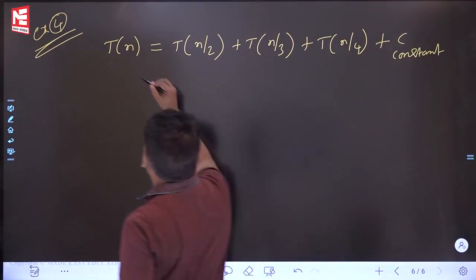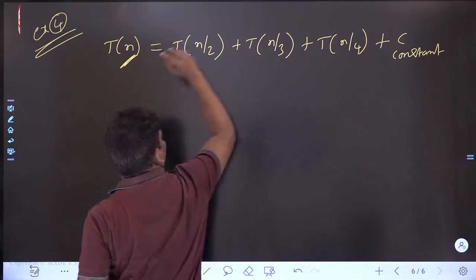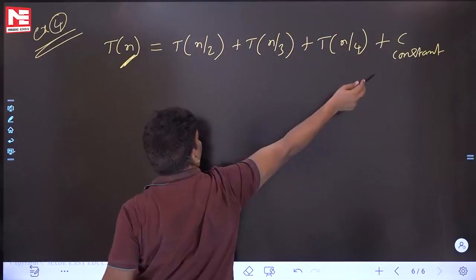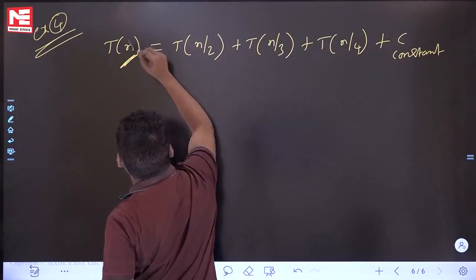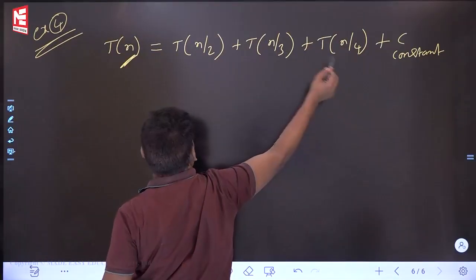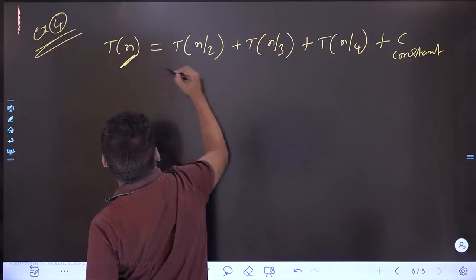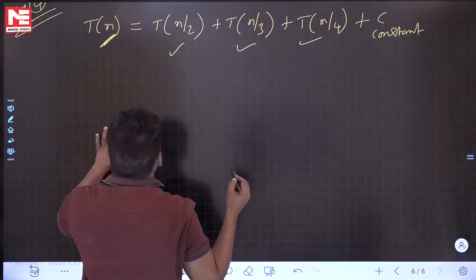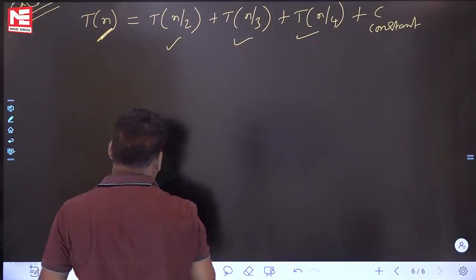So what is the meaning? If I give n as the non-recursive term, c will come. If I give n by 2 as the non-recursive term, c will come. If I give n by 10 as the non-recursive term, c will come. Please be careful. And one more thing, n will be divided into 3 parts: 1, 2, 3. Right? Let's start. This problem also will give more clarity. Please be careful.